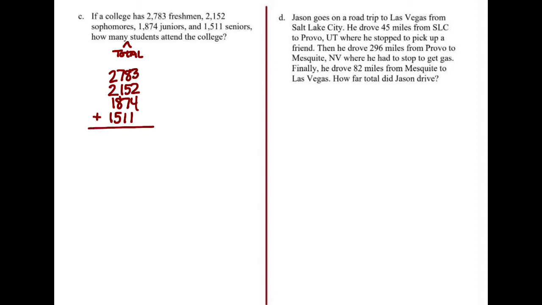Add them all up. Can we see any easy way of adding that first column? I know that 3 and 2 is 5, and 4 and 1 is 5. So 5 and 5 is 10.